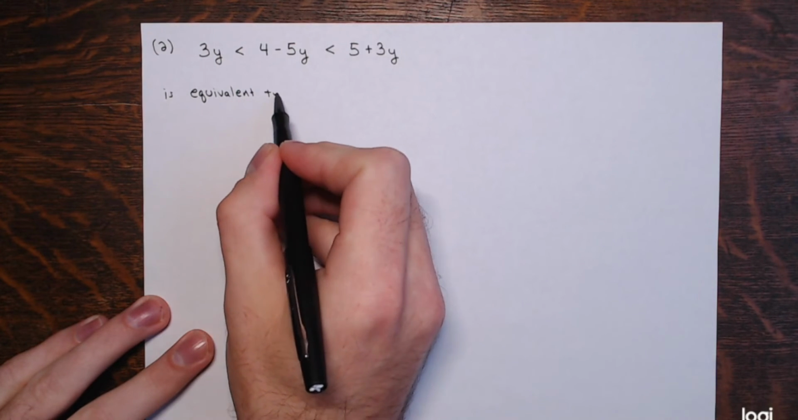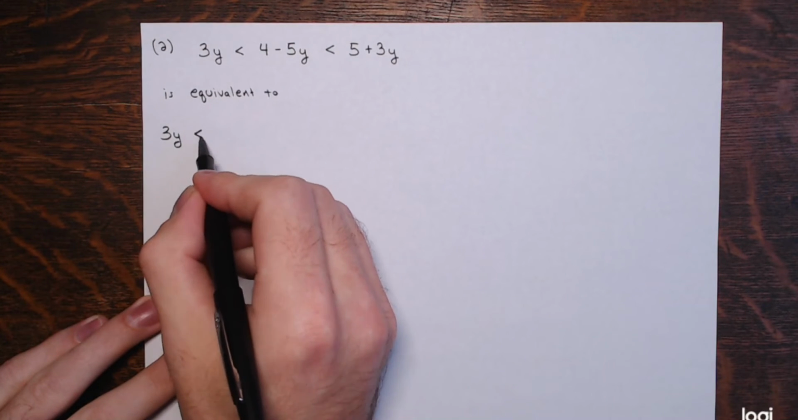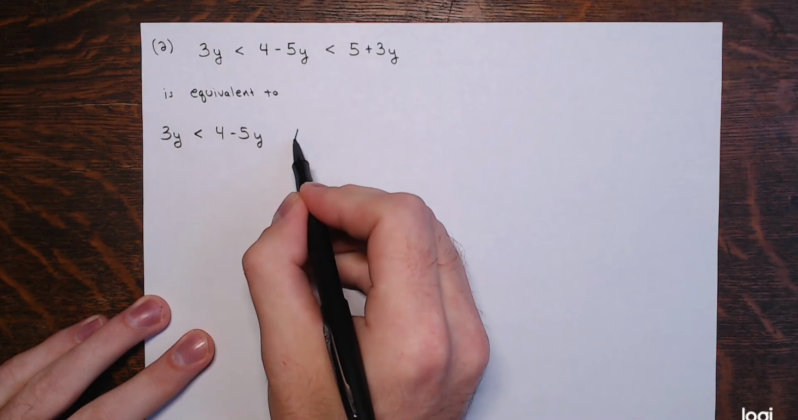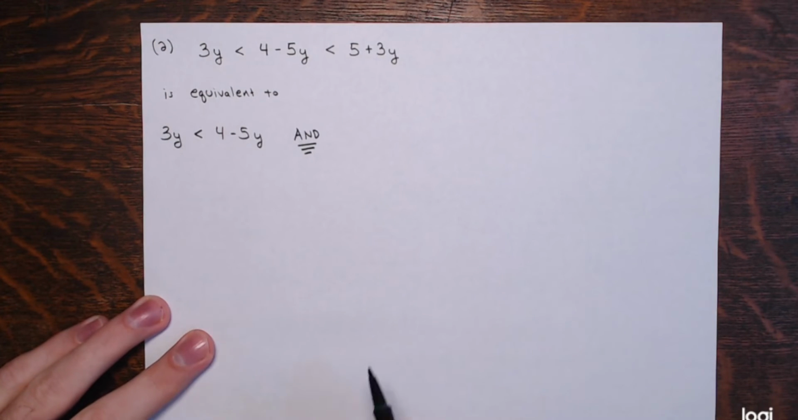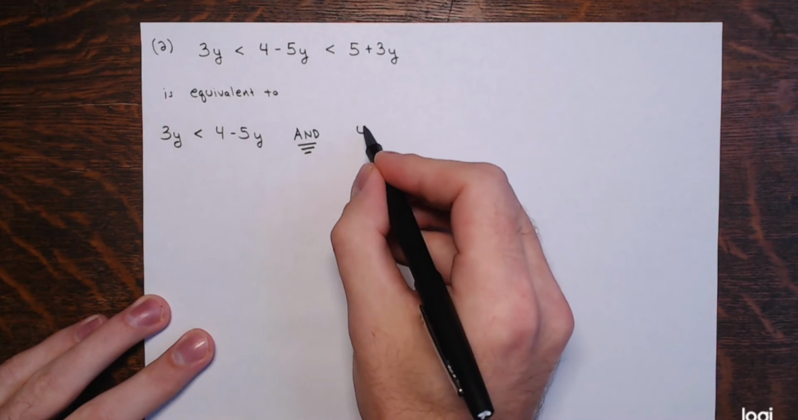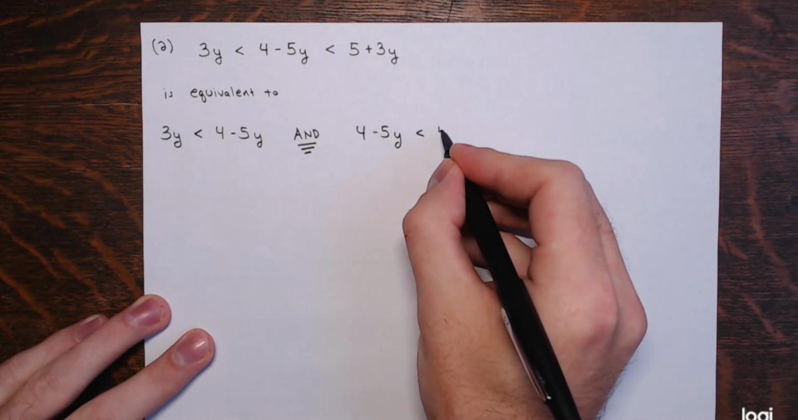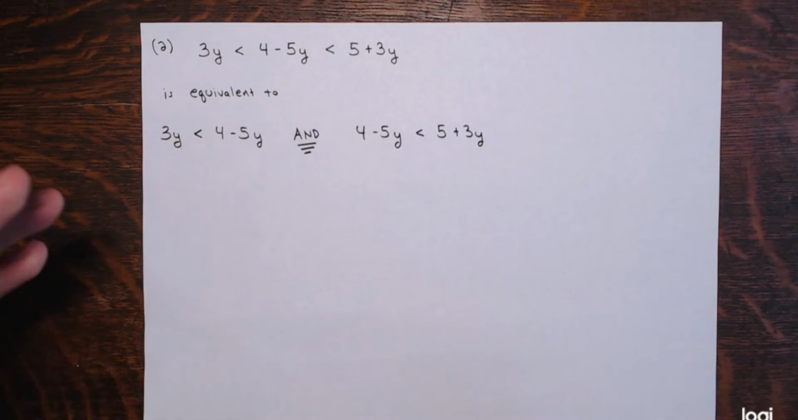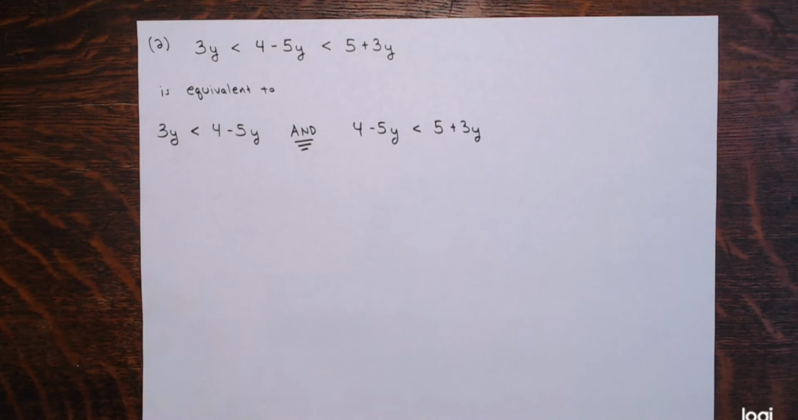This connected inequality here is equivalent to saying the following, that 3y is less than 4 minus 5y, and don't forget, and 4 minus 5y is less than 5 plus 3y. And then it's just like the other example. So I'm going to solve both of these the way I normally would, a linear inequality.